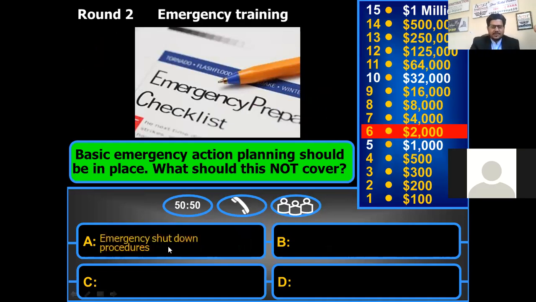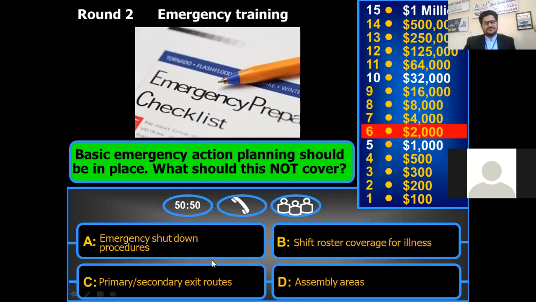Option A is emergency shutdown procedures, B is shift roster, coverage for illness, C is primary, secondary exit routes, assembly areas. What should this not cover? Okay, so Mr. Yusuf, you'll go with B. What about the others? Share your opinion, please. Okay, so you'll also go with B. Correct, mashallah.